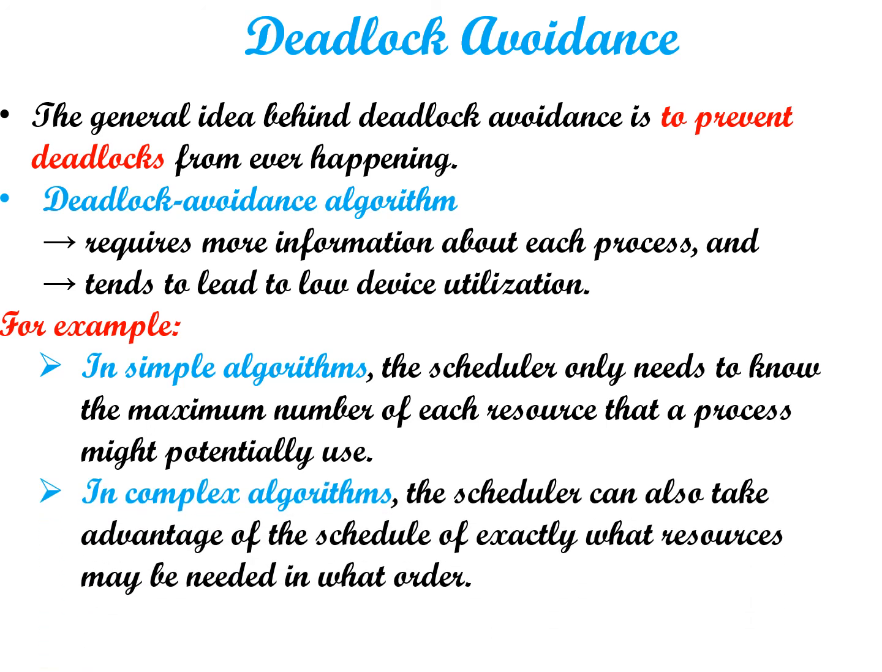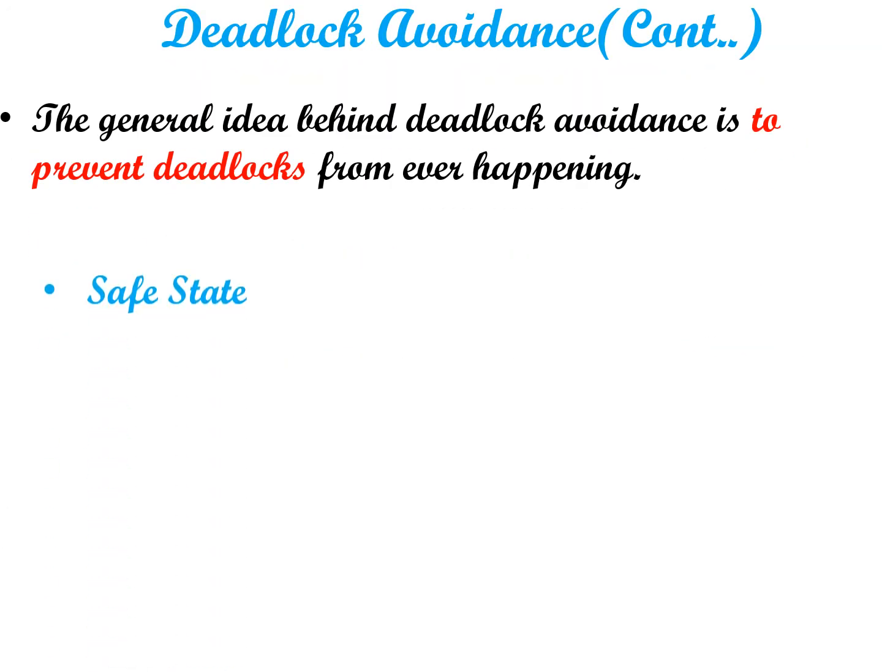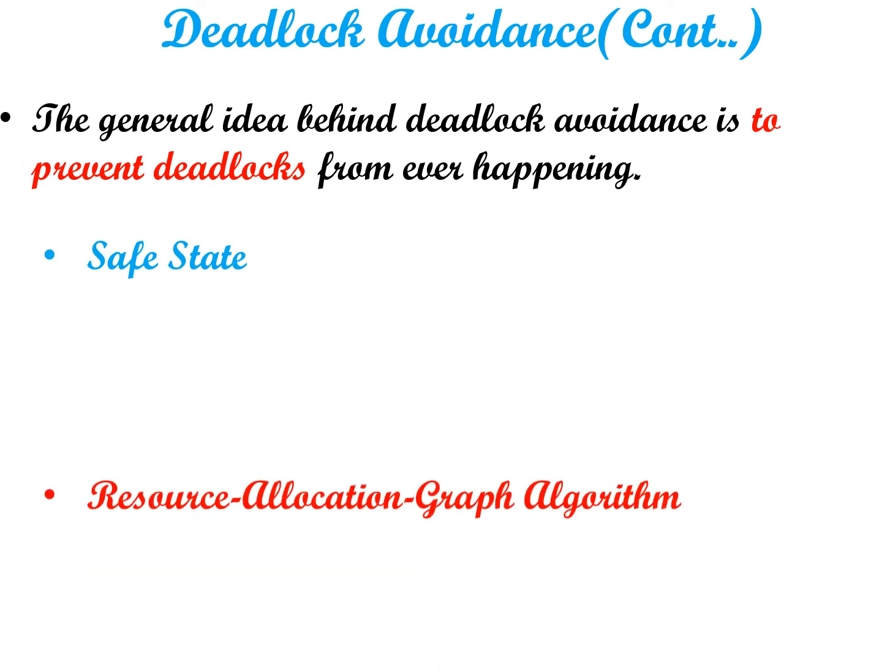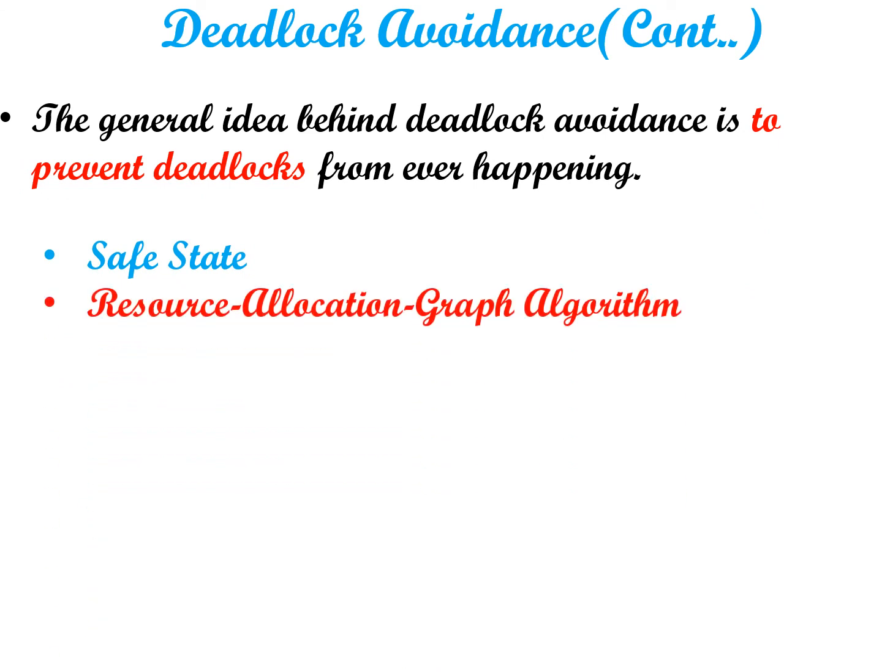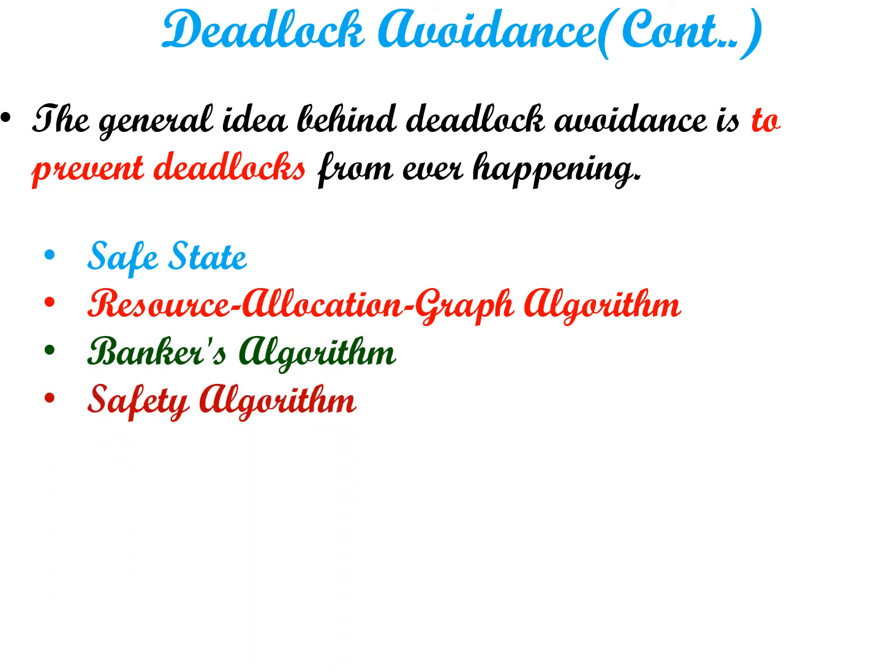And the second one is a complex algorithm. In a complex algorithm, the scheduler can also take advantage of knowing exactly what resources may be needed and in what order. We have different algorithms. The first one is the safe state algorithm. The second one is the resource allocation graph algorithm. The third one is the banker's algorithm. The fourth one is the safety algorithm. And the last one is the resource request algorithm.